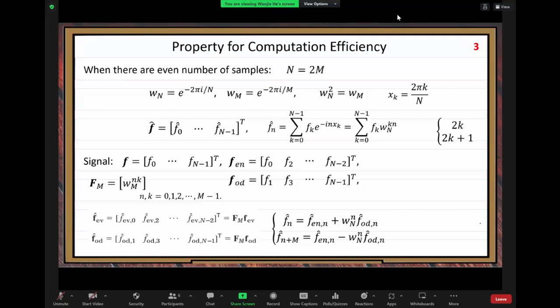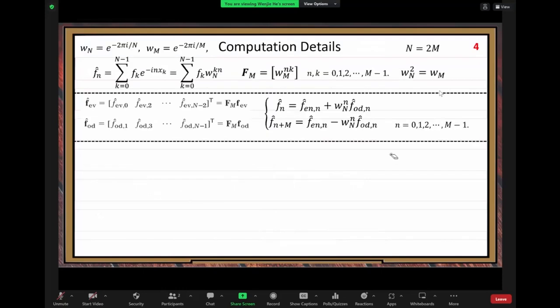This is the first half, because m goes from 0 to M minus 1 for the first half, then plus M for the second half. So you get all the coefficients for the frequency spectrum. So regarding the fast Fourier transform, at this point we have derived the main formulas, the basic formulas.